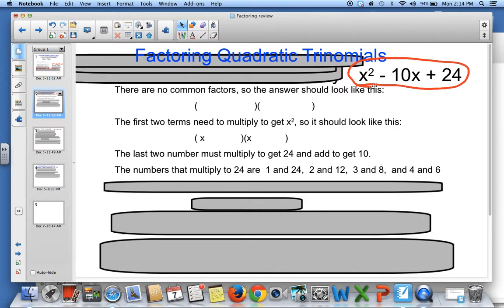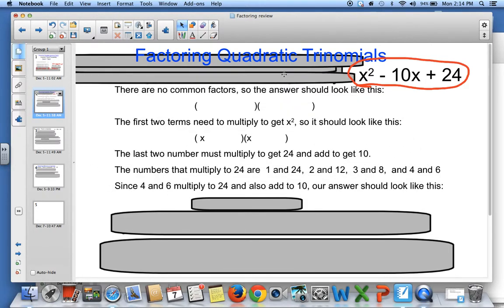I'm not worried about this minus sign here or anything like that for now, just to make it easy for myself. I'll deal with that at the end. But I'm looking for numbers that multiply to 24, there's 4 of them, but also add to 10. That's just this one right here. So since 4 and 6 are the numbers that multiply to 24 and also add to 10, those are the numbers that are going to go in. So it's going to look like this.